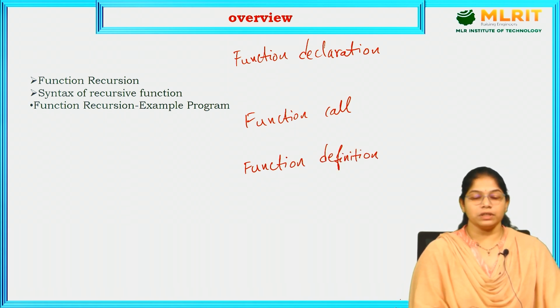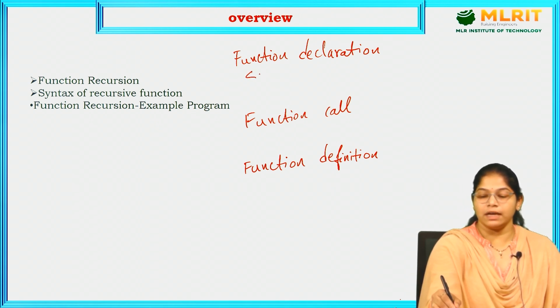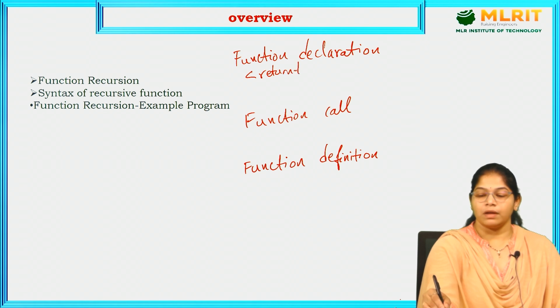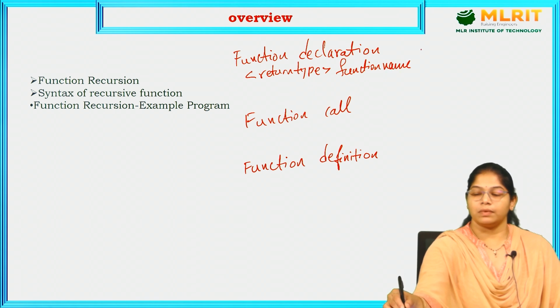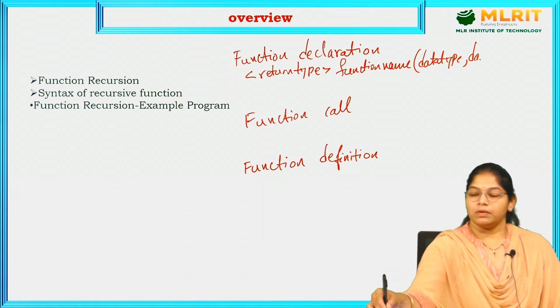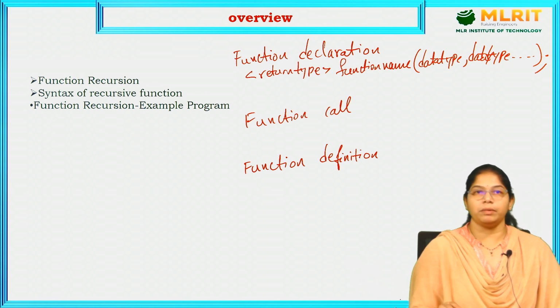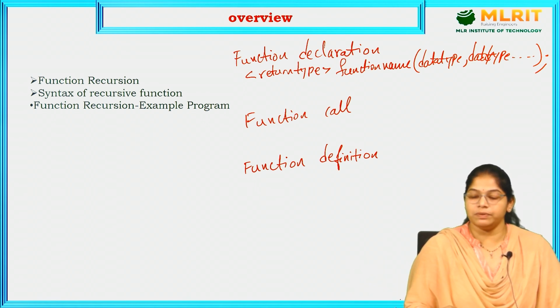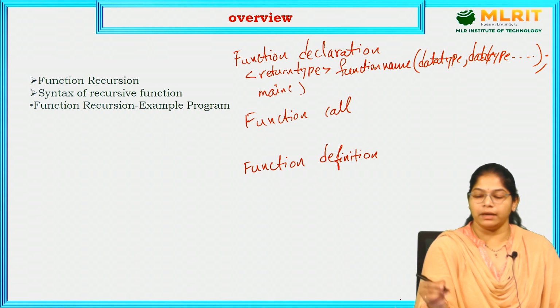So what is function declaration? How do we declare a function? The syntax is: return type, function name, data type, comma, data type, and so on, and ended with a semicolon. Declaration is always ended with a semicolon. Declaration is done above the main function.